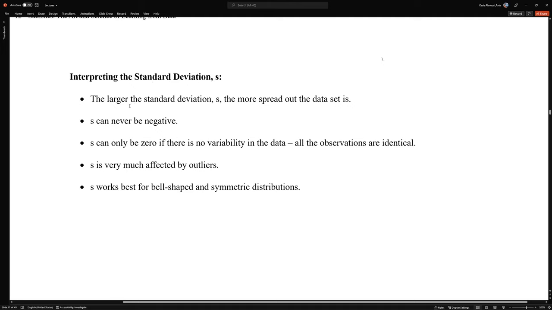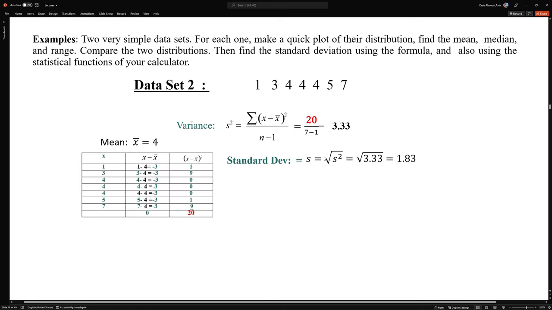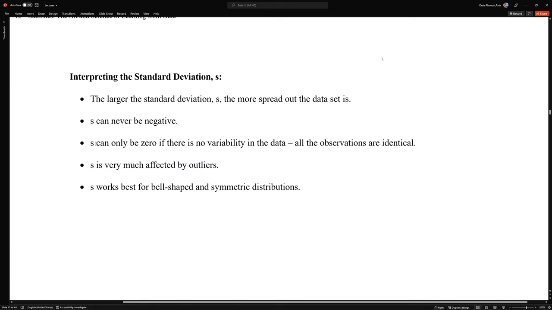So the larger the standard deviation, the more spread out the data is, right? Because they're further from the mean. And standard deviation can never be negative. It makes sense, right? Because we are taking the square root of a number. After taking the square root, it can't be a negative value, because we are squaring first of all, and the root can't be a negative value. That's why s can never be negative.